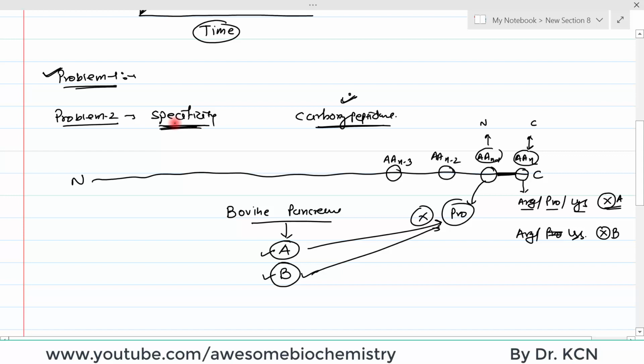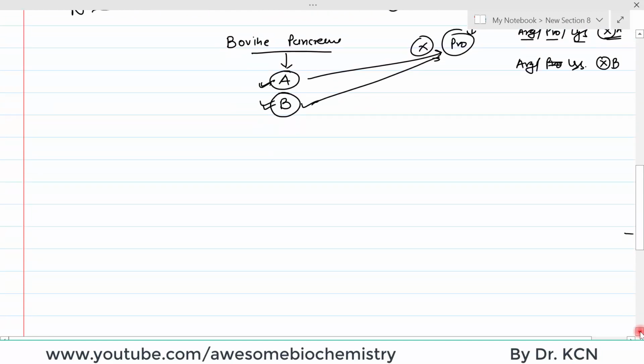But even with these limitations, problem 1 and 2, we can identify several amino acids on the C terminal side. Now, what happens? Certain peptides are resistant to the action of this carboxypeptidase, as I just explained over here, right. So, in that case, we have to use a chemical method. So, our second method for the identification of the C terminal amino acid is the chemical method.